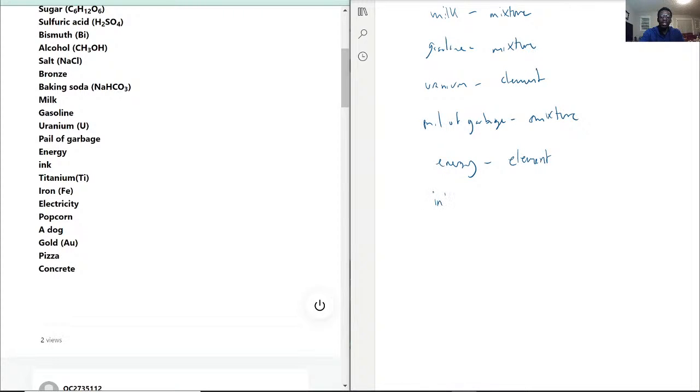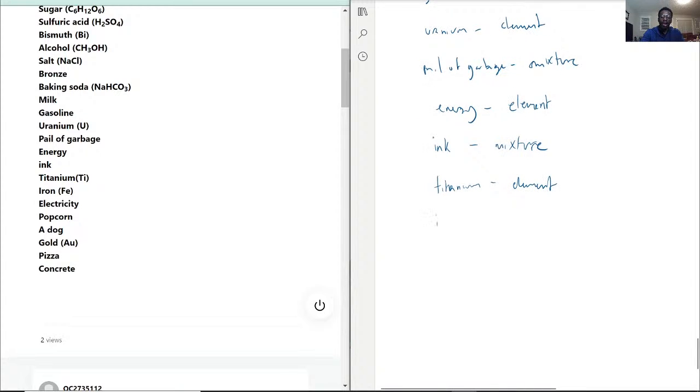But I'm gonna say element in this case. Ink is a mixture, because same thing kind of like with the milk. It's water and other things. Titanium is an element, because it's actually shown on the periodic table. Iron is also an element.